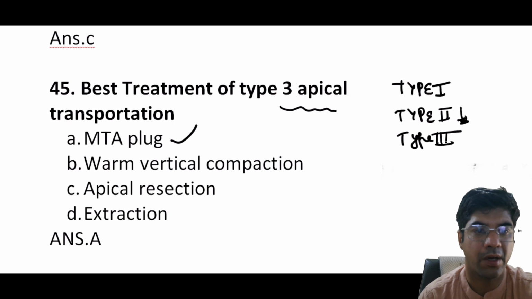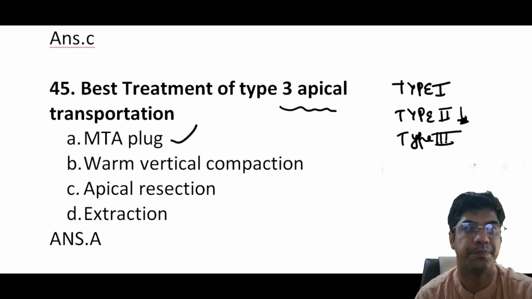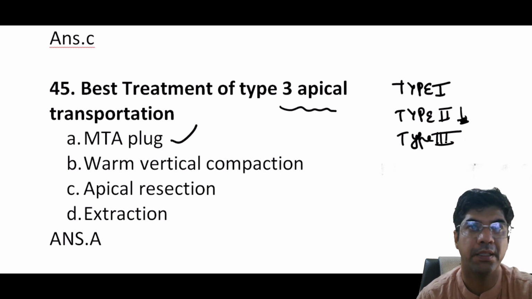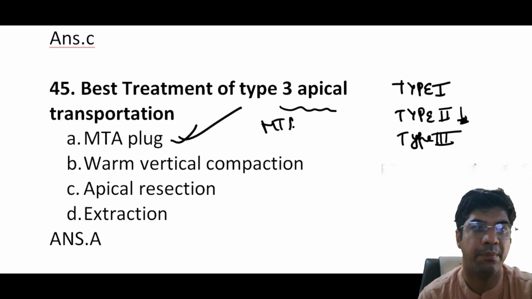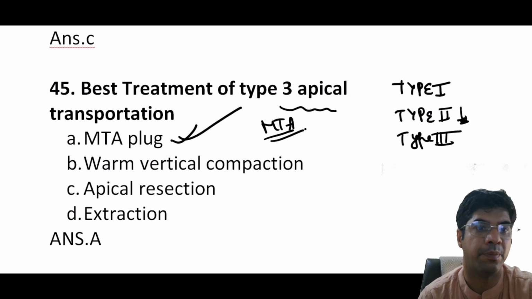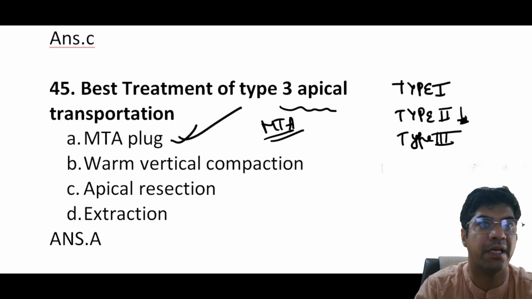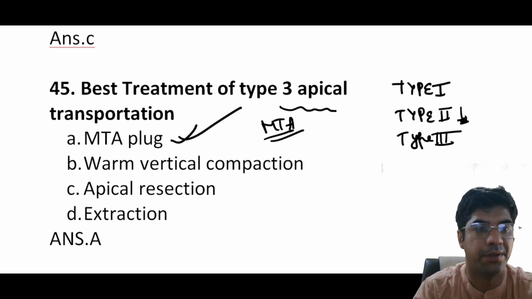These cases require obturation to the best possible extent followed by corrective surgery. Remember the MTA plug is used to create an apical barrier in this situation and provide a seal that promotes healing and prevents bacterial leakage. So for type 3 apical transposition, the treatment involves using an MTA plug to effectively create an apical barrier due to the significant relocation of the foramen.